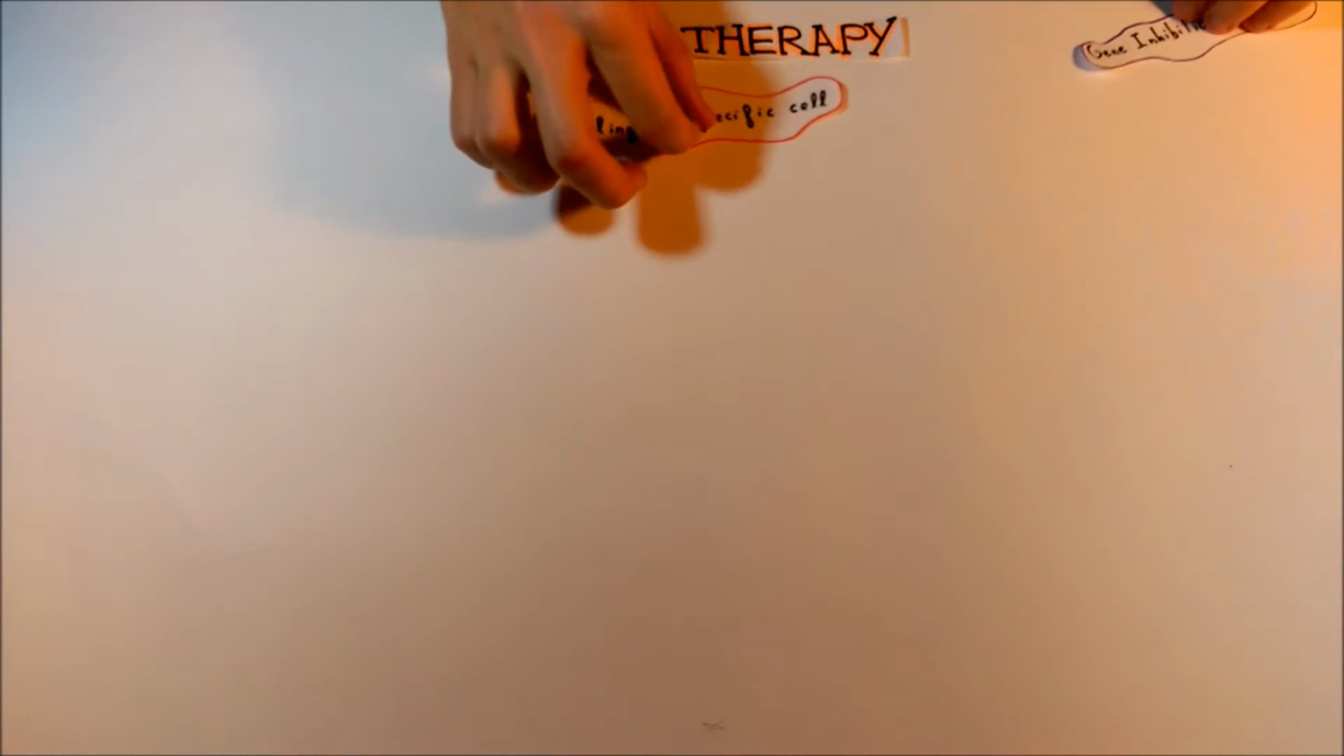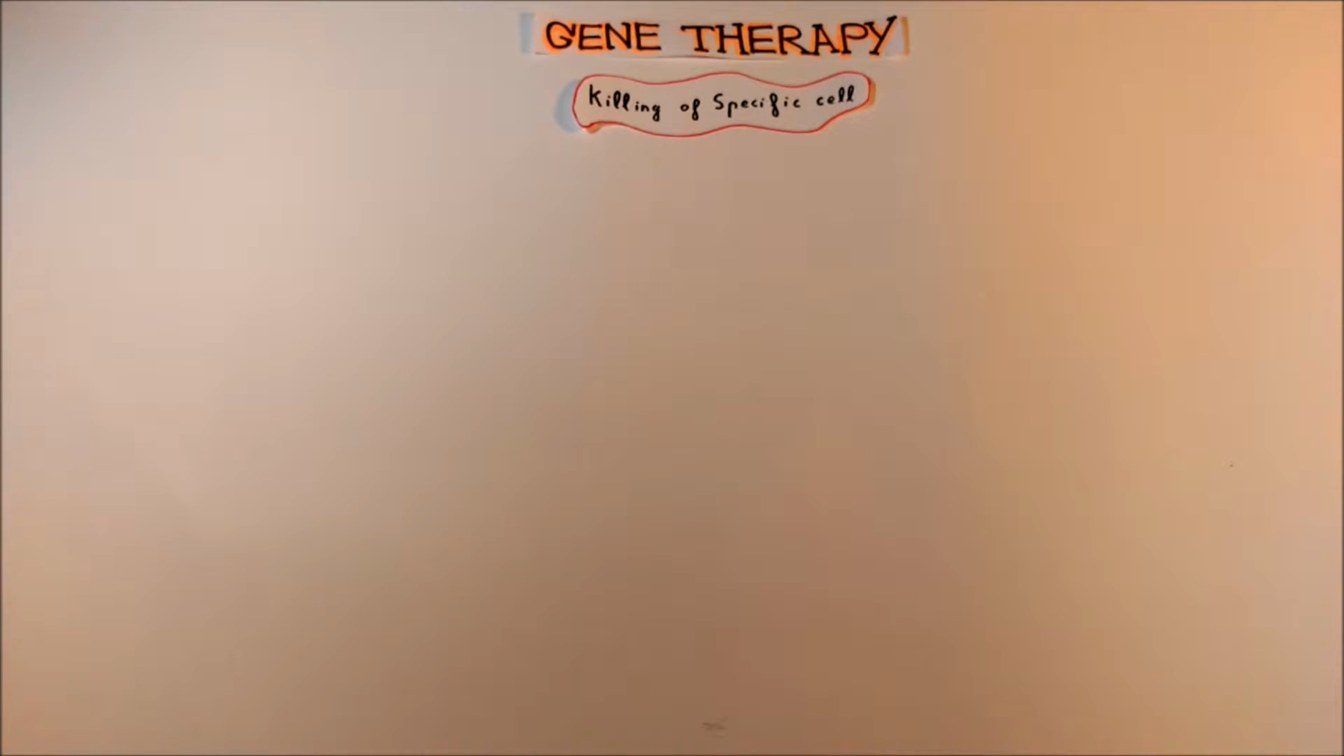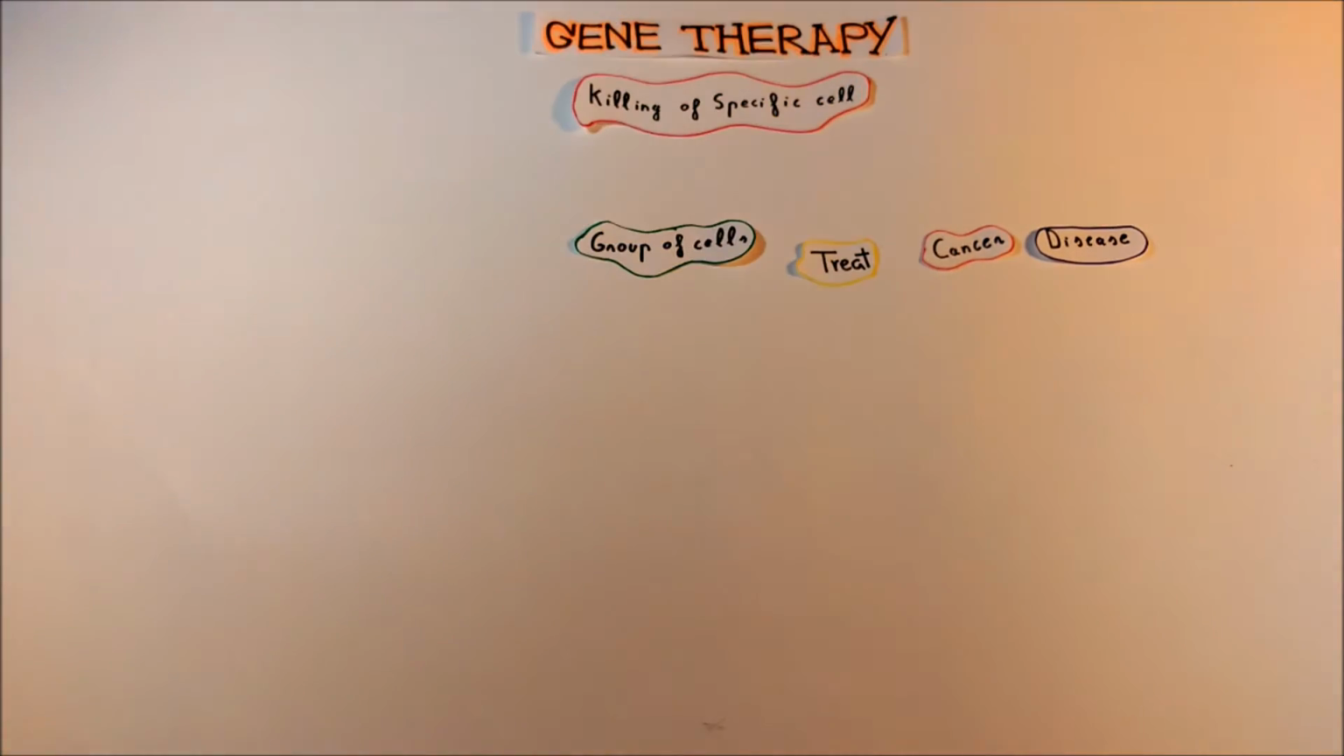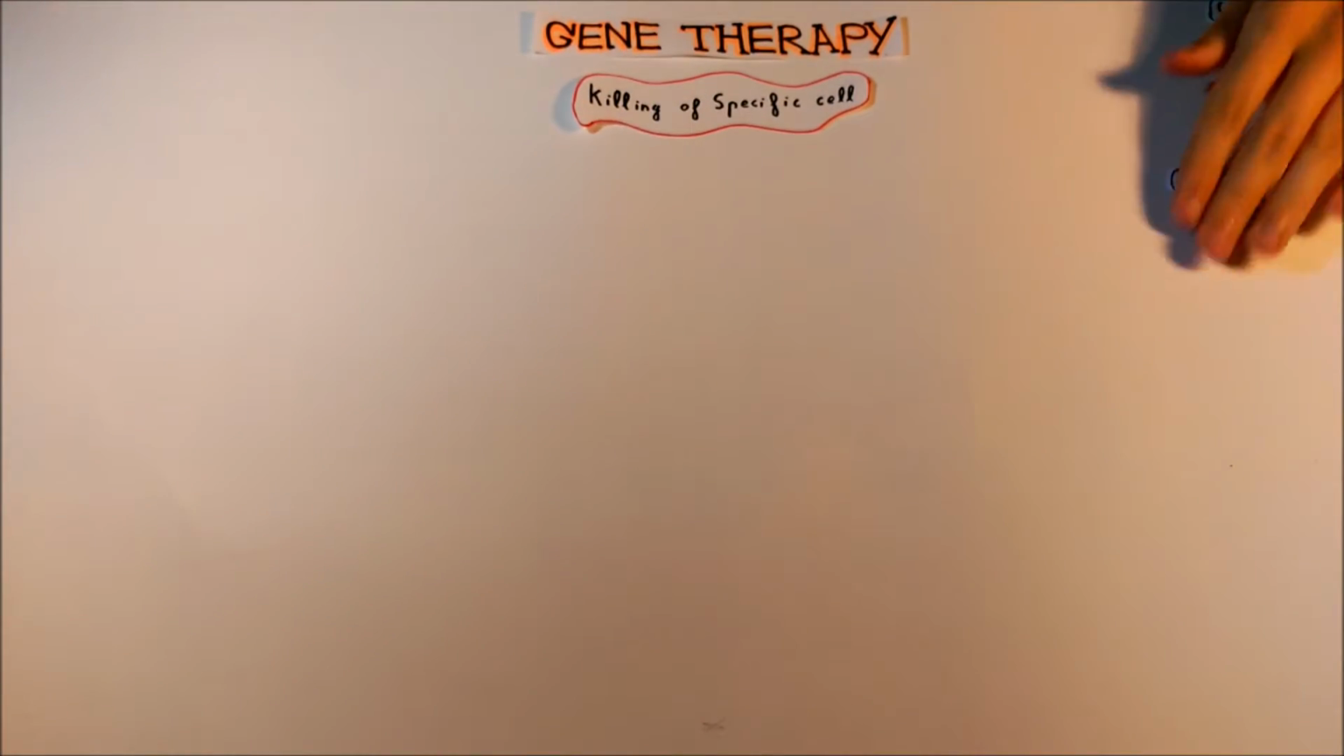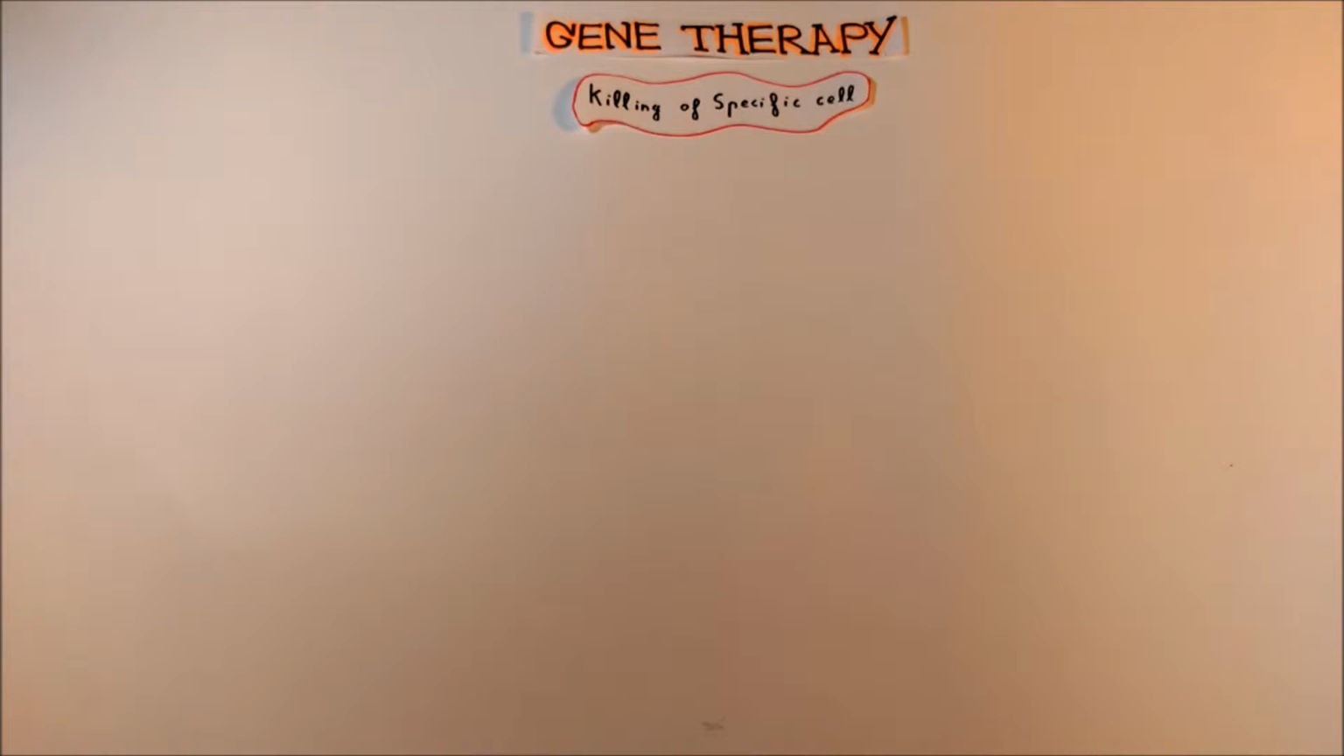Killing of specific cells. Suitable for diseases such as cancer that can be treated by destroying certain groups of cells. The aim is to insert DNA into a diseased cell that causes that cell to die. This can be achieved in one of two ways.